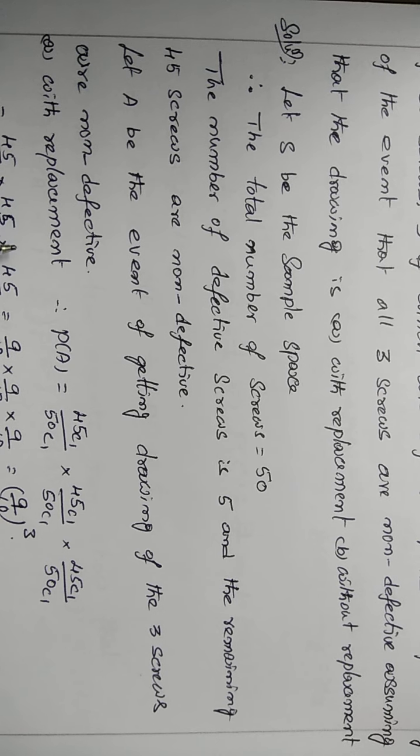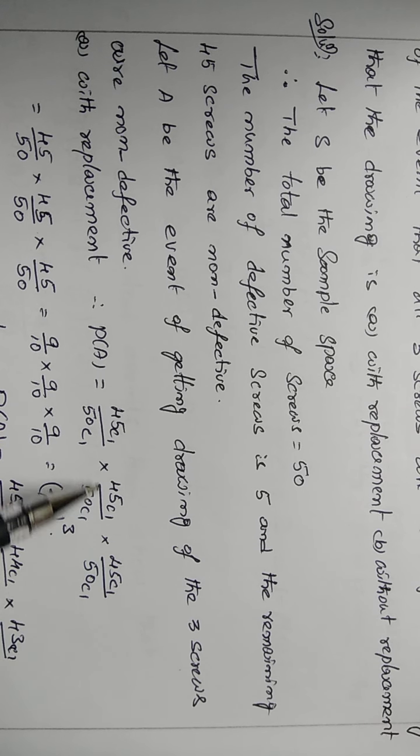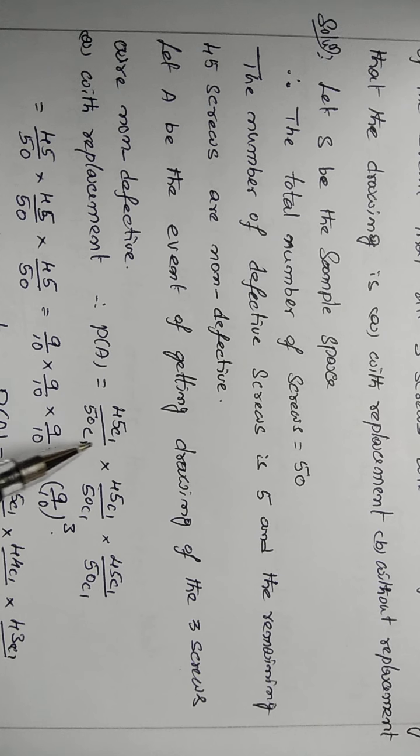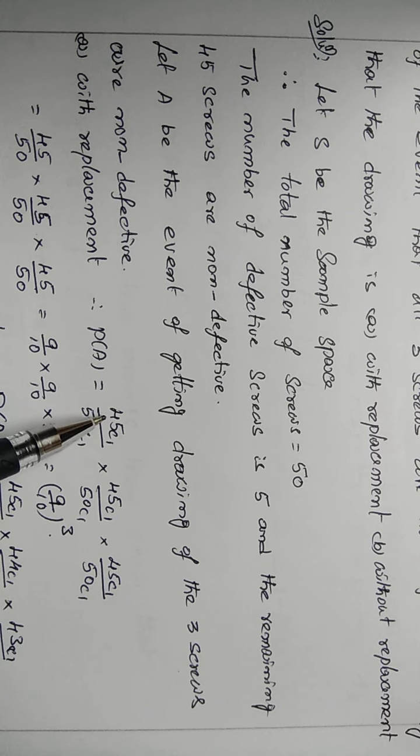First case, with replacement. P of A is equal to 45 C1 by 50 C1 into 45 C1 by 50 C1 into 45 C1 by 50 C1. This is the first screw taking probability. Out of 45 we are taking only one. That means favorable outcomes 45 C1 by total sample points 50 C1. That means drawing one screw from 50 screws. Here, drawing one screw from 45.